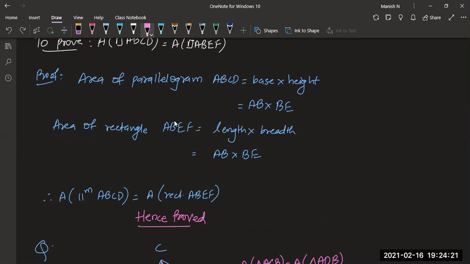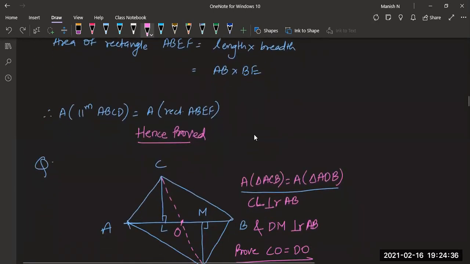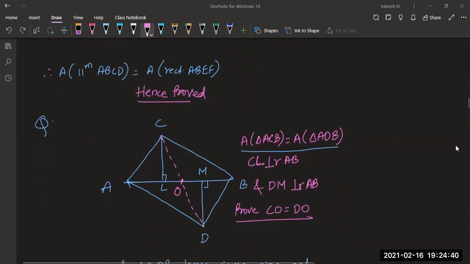So I hope both these theorems are clear and very simple. I know that these are very simple because they are straightforward theorems, because you are just drawing parallel lines and doing some basic geometry, right? So let's consider a question now. We would be talking about that.